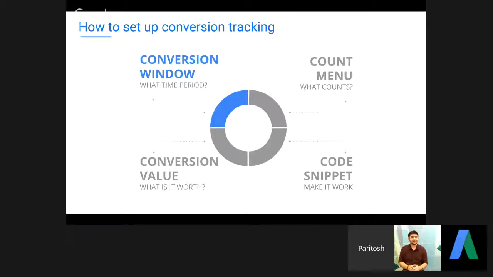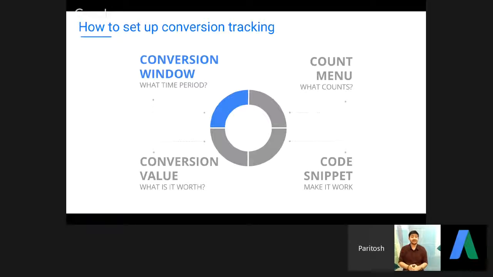Okay, we will now move on to the next slide, which was about questions. And we just answered that. Okay, so following up now is setting up conversion tracking. There are 4 things which you need to look at when we are setting up conversion tracking. It's the conversion window, the count menu, the conversion value, and the code snippet.